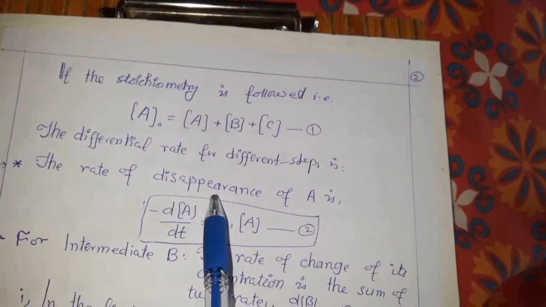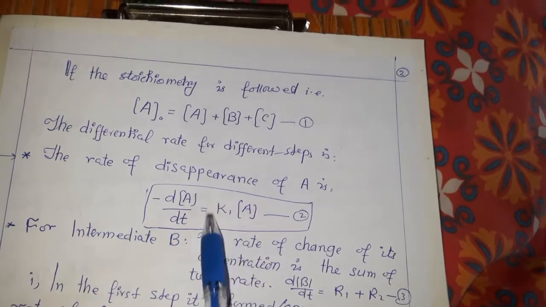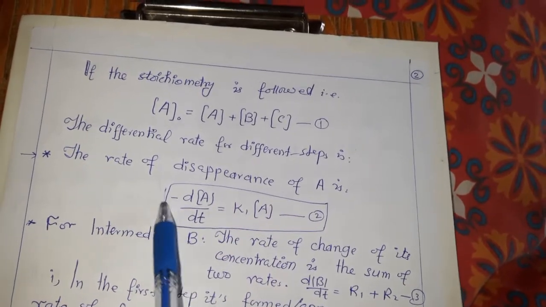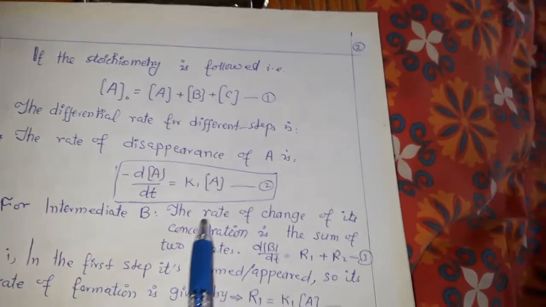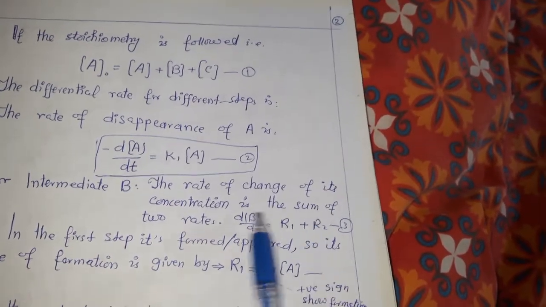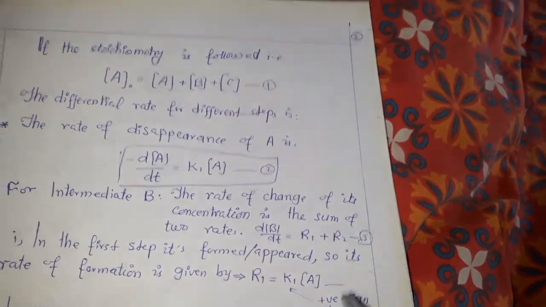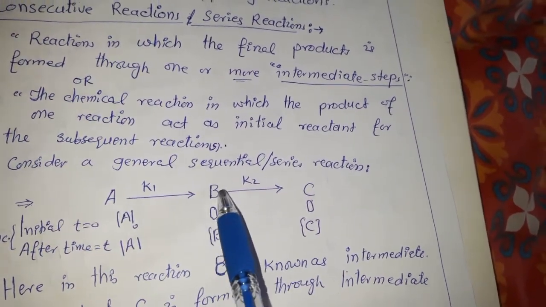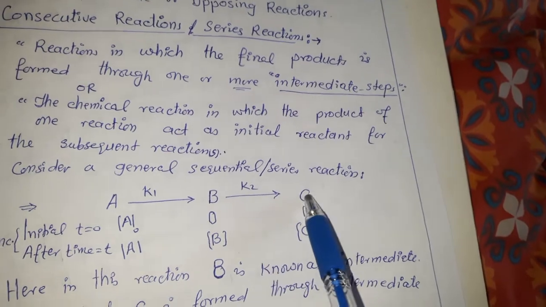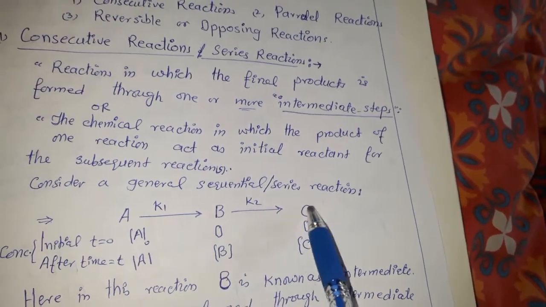The rate of disappearance of A is directly proportional to the concentration of A with the rate constant K1, and the negative sign shows the decrease in concentration. For the intermediate B, the rate of change of its concentration is actually the sum of two rates, R1 and R2, and I would like to explain it here because intermediate B is formed in the first step, and at the same time it is consumed in the second step.